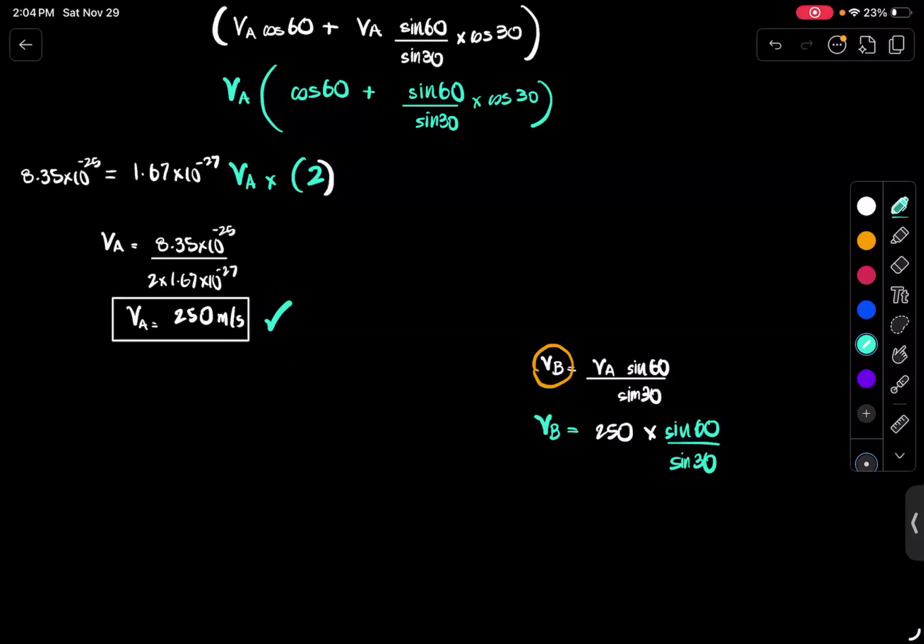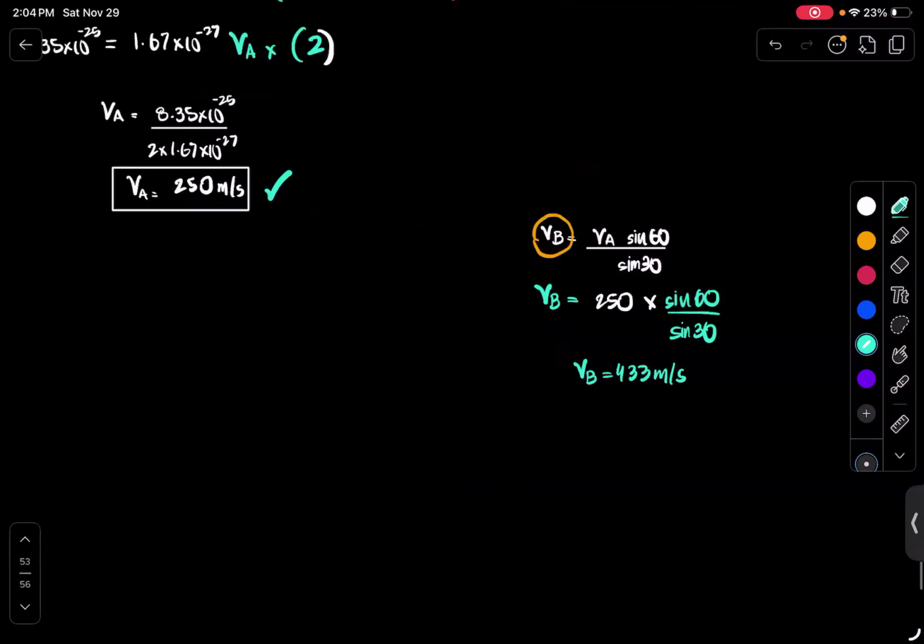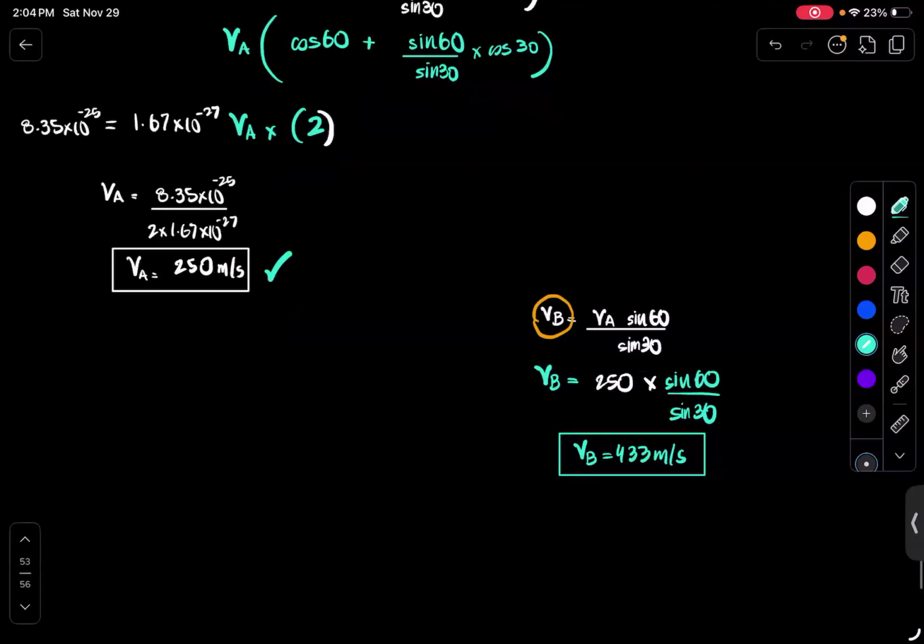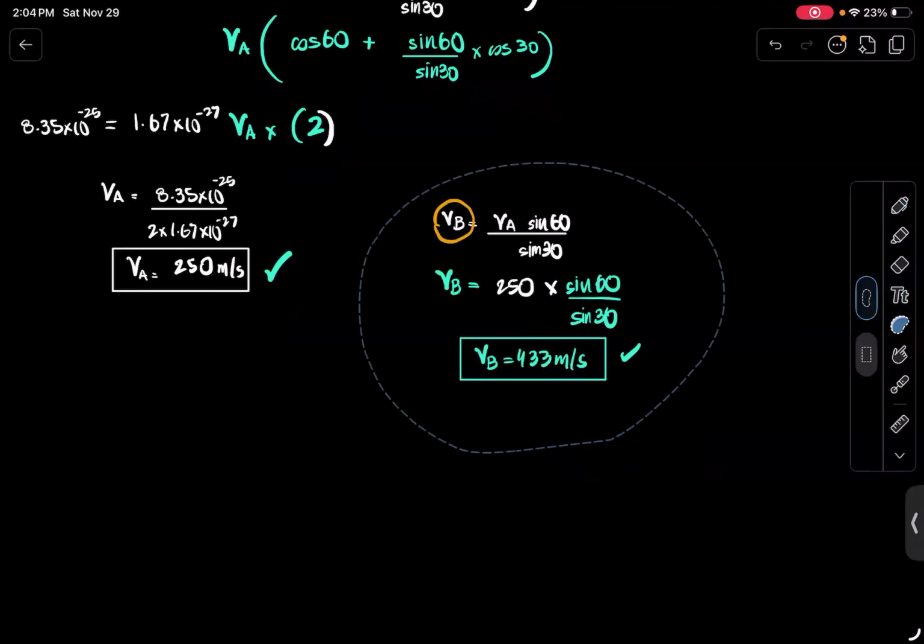So 250 multiplied by sine 60 divided by sine 30. The answer is VB is 433 meters per second. Sine 60 divided by sine 30. Yep, that's right. 433 is the answer. So that is how you do this question.